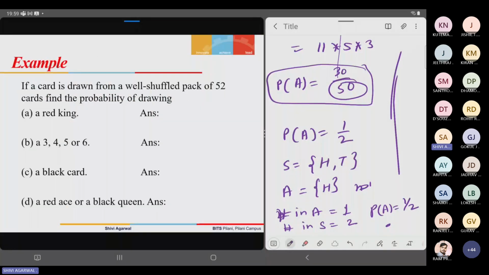One more example we are taking here, a simple example. If a card is drawn from a well shuffled pack of 52 cards, find the probability of drawing a red king.